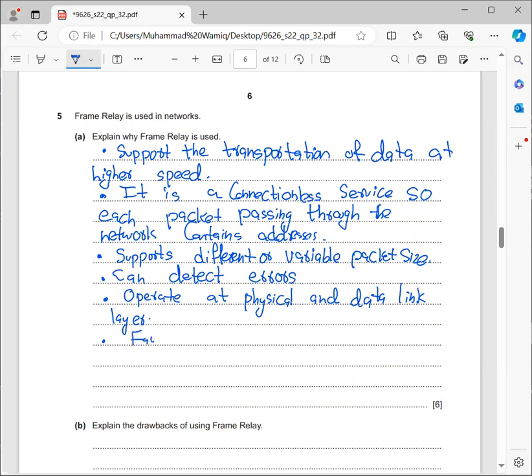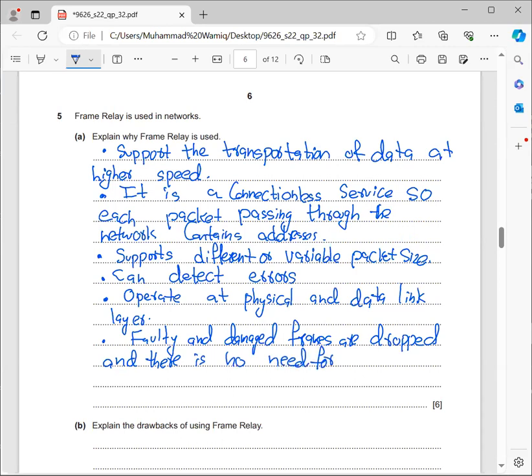Last point, you can also write that, for example, if there are faults, faulty and damaged frames are automatically dropped, and there is no need for resending or retransmission.